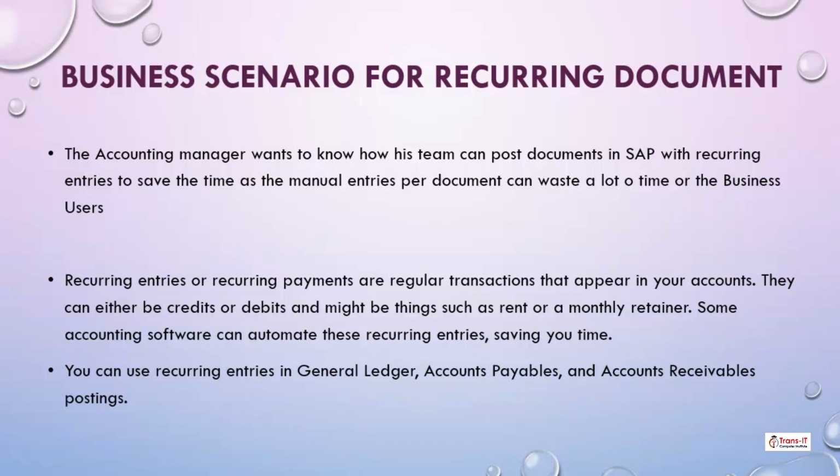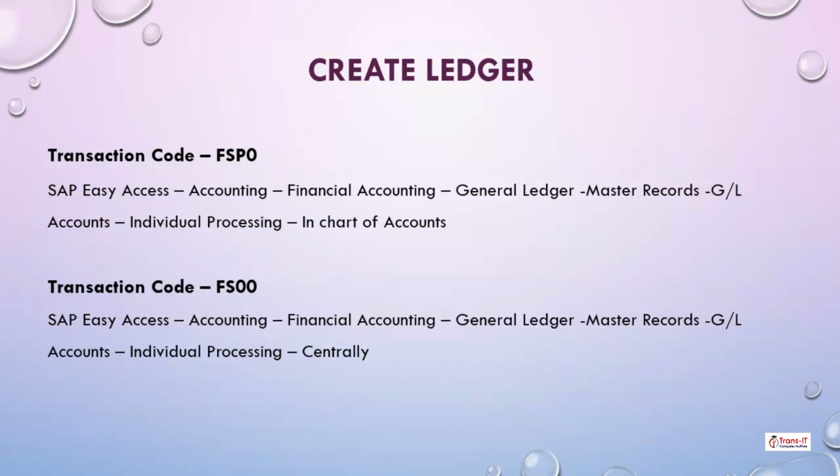Recurring entries or recurring payments are regular transactions that appear in your accounts. They can be either credits or debits and might be things such as the rent or monthly retainer. Some accounting software can automate these recurring entries, saving your time. You can use recurring entries in general ledger, accounts payable and accounts receivable posting. For that, firstly, we will create the ledgers in FS00 and FSP0 under chart of accounts and centrally.